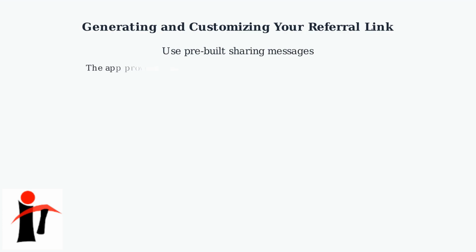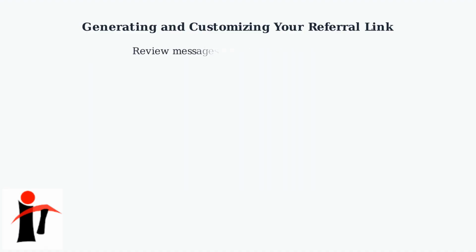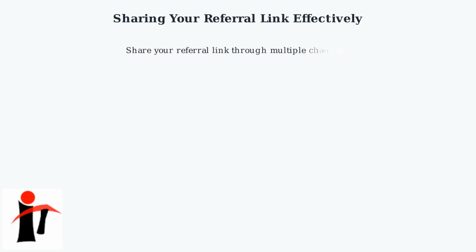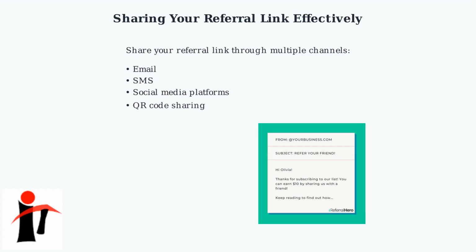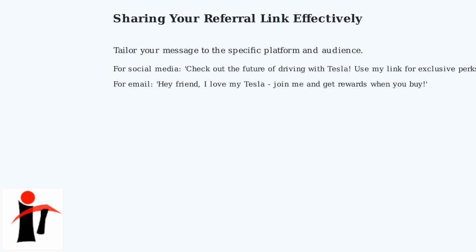The Tesla app includes pre-built messages that you can use when sharing your referral link with potential buyers. These messages are designed to be engaging and informative. Before sharing, review the pre-built message to ensure it aligns with your personal sharing strategy and accurately represents the referral benefits. Share your referral link through multiple channels, including email, SMS, social media platforms, and QR code sharing. Tailor your message to the specific platform and audience.